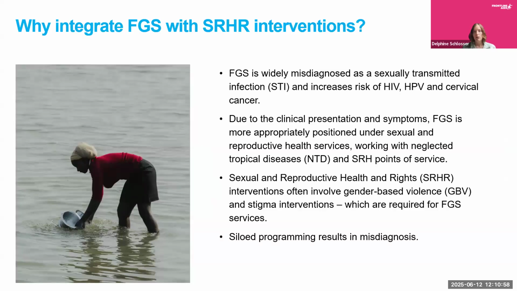So despite this clinical presentation and the impact on sexual and reproductive health, as we've said, FGS has historically not been recognized as a sexual and reproductive health condition. Because of its treatment, condition, and reach, it's generally positioned under neglected tropical disease programs. But why integrate FGS with SRHR interventions, which is what this project sought to do?